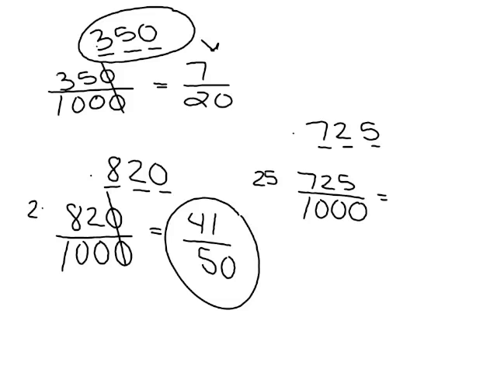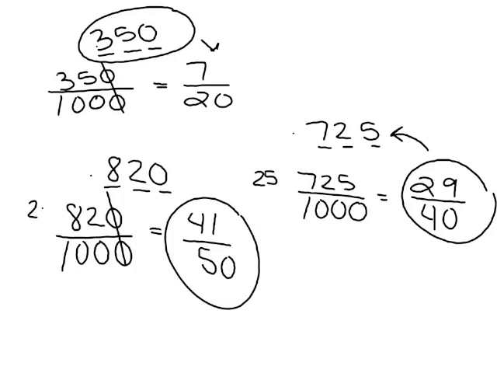So 25 goes into 725 how many times? 29 times. And into 1,000, 40 times. So 29 over 40 looks like a good stopping spot. 29/40 is the fraction equivalent of 0.725.